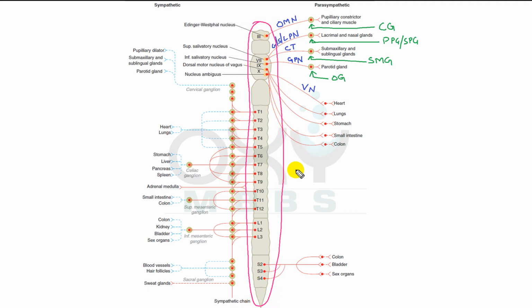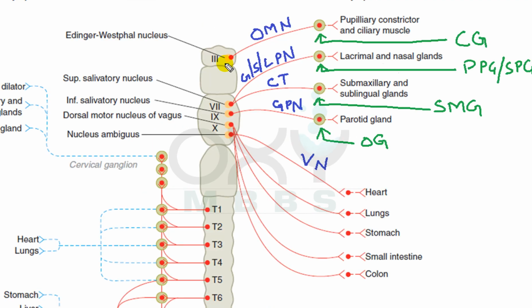So this is our central nervous system. It includes the brain stem and the spinal cord. Now my dear friends, as you all know, the third cranial nerve emerges from the midbrain. From the midbrain comes the third cranial nerve, the oculomotor nerve, and this nerve is actually emerging from the Edinger-Westphal nucleus that is present in the midbrain.